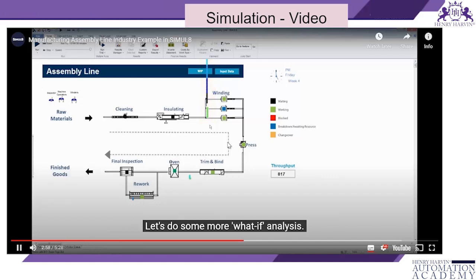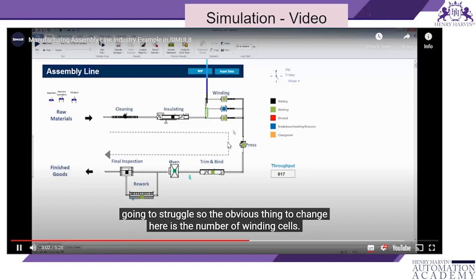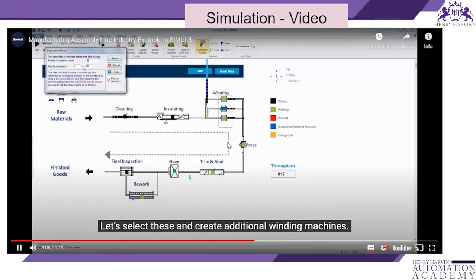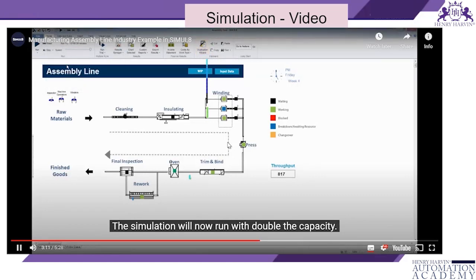Let's do some more what-if analysis. An increase in demand means your system is going to struggle, so the obvious thing to change here is the number of winding cells. Let's select these and create additional winding machines. The simulation will now run with double the capacity.